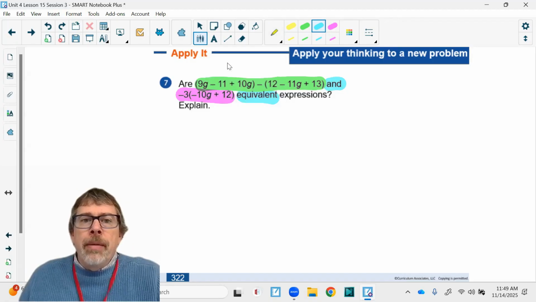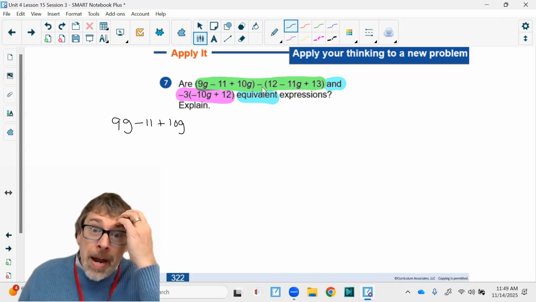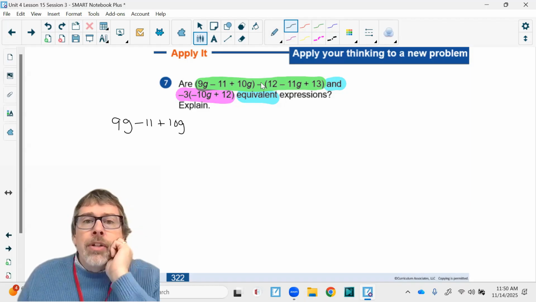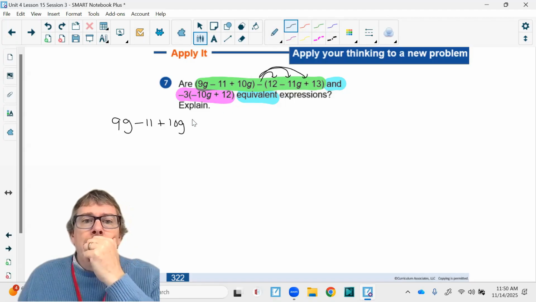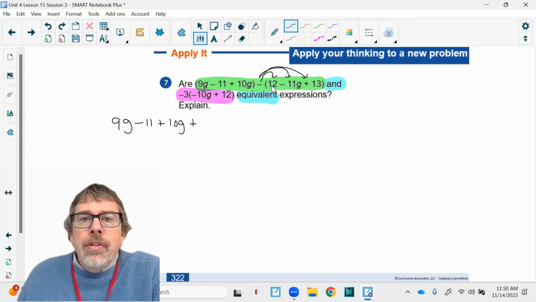So I'm going to write them. I'm going to write 9G minus 11 plus 10G. Now I didn't write this in parentheses because there was nothing out in front, so I can just get rid of those parentheses. And this minus right here, whenever you have a minus, you distribute the negative throughout. And this is going to become plus. And a negative times a positive is negative. So this is going to be plus a negative 12.